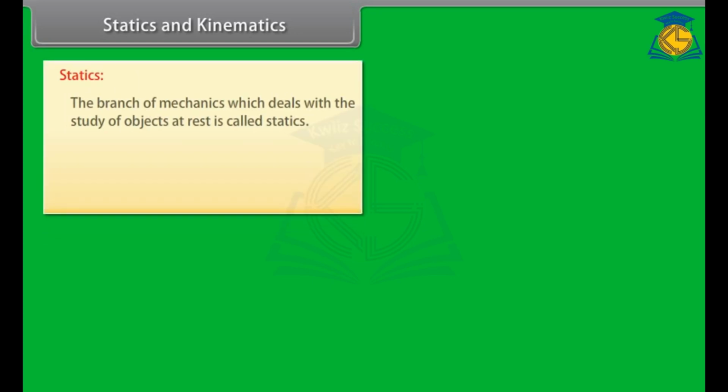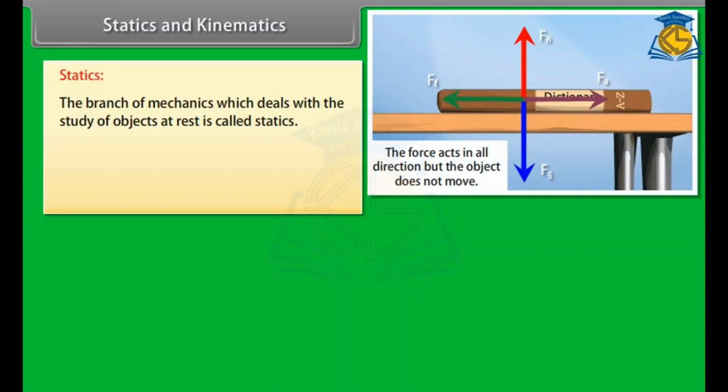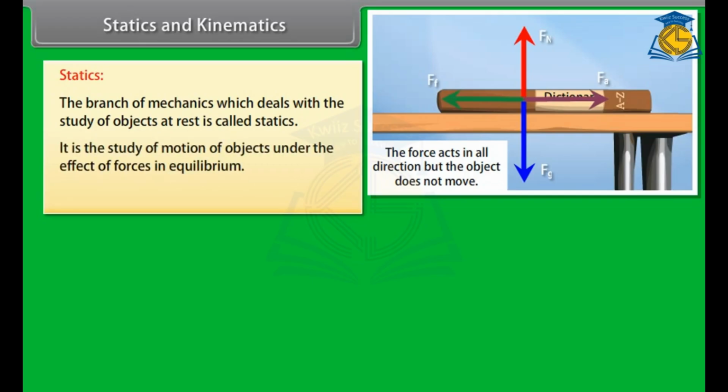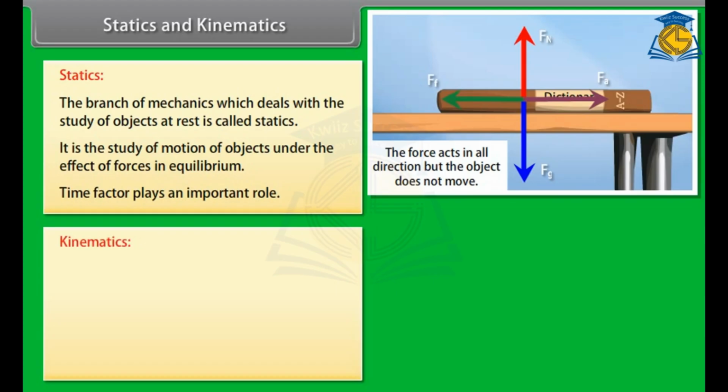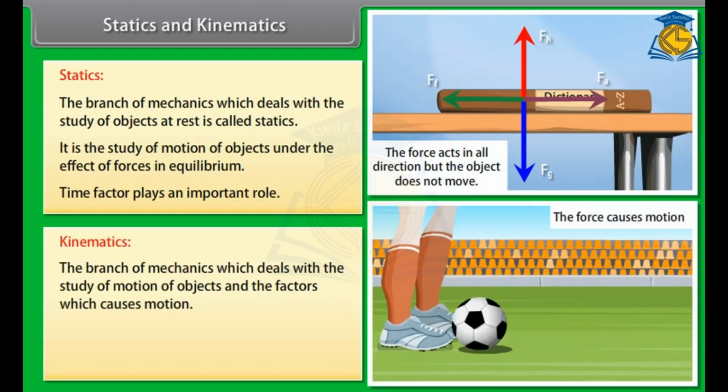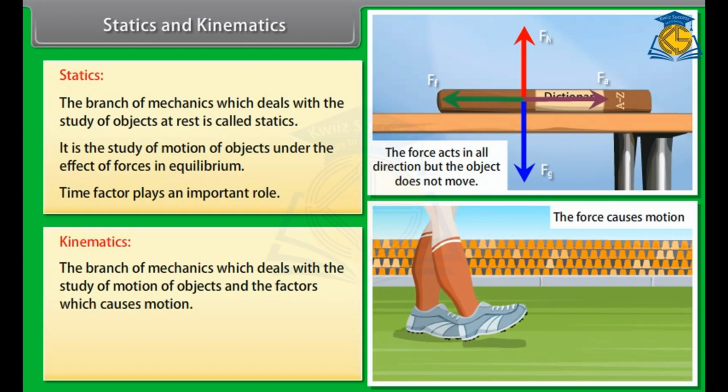Statics. The branch of mechanics which deals with the study of objects at rest is called statics. It is the study of motion of objects under the effect of forces in equilibrium. Time factor plays an important role. Kinematics. The branch of mechanics which deals with the study of motion of objects and the factors which cause motion. The force is the cause of motion. Time factor plays an important role.